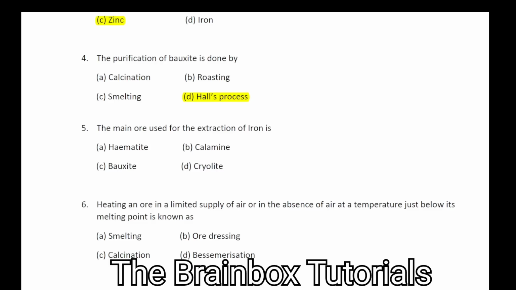Now number 5, the main ore used for the extraction of iron is, options are number A, hematite, number B, calamine, number C, bauxite, and number D, cryolite. And the correct option is A, hematite.